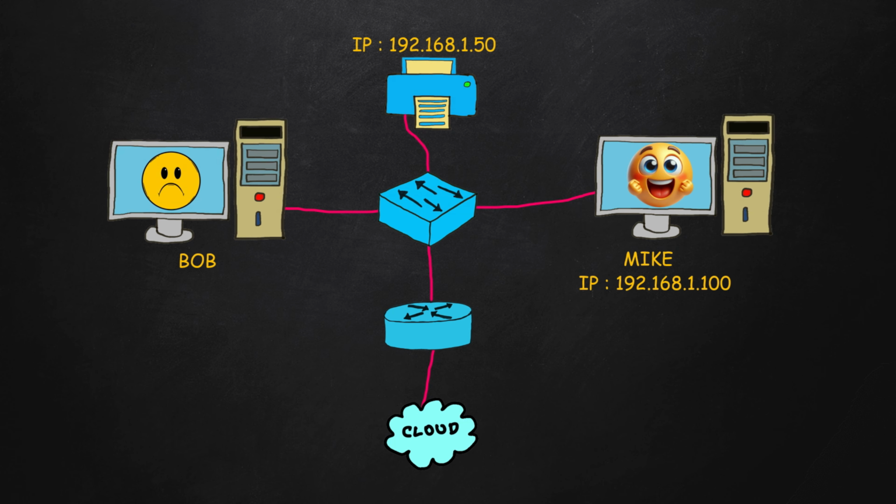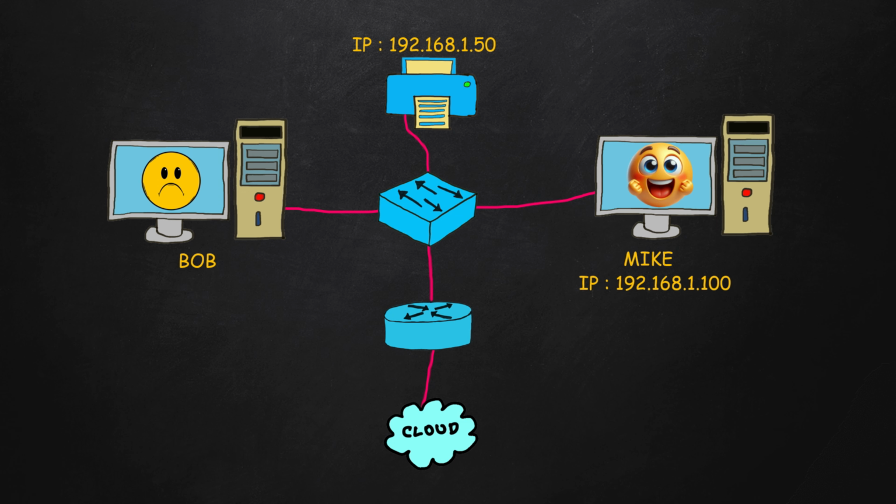Do you know why the computer Mike is happy and the computer Bob is sad? Because the computer Mike got an IP address that is 192.168.1.100. But the computer Bob doesn't get an IP address. That's why he is sad. He is not able to communicate with the other devices in this network. He is not able to connect to the internet.